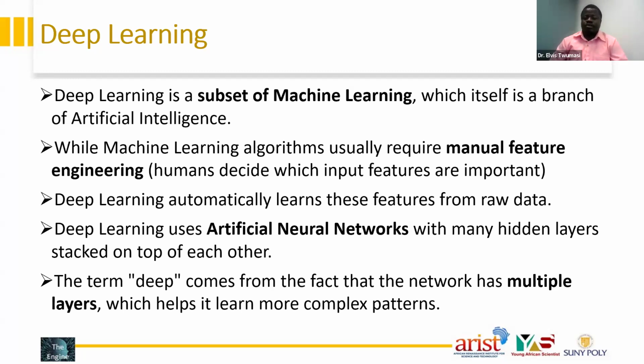Most of the time when we talk about deep learning, these are the models that use what we call artificial neural networks. So for me to show you how to recognize images, you first need to understand what neural networks are. Then we can zoom into how we can detect images with deep learning models. The term deep comes from the fact that the network has multiple layers, and I'll introduce you to that so that we can learn complex patterns.